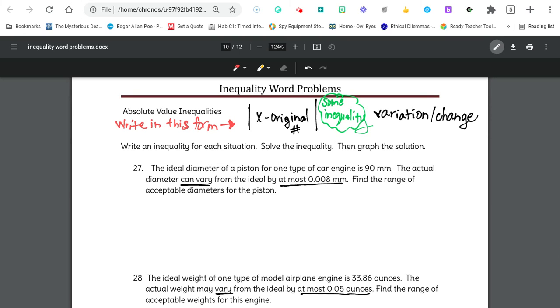All right, I want to go over absolute value inequality word problems. This is the last part, and then we'll start a review and have a test this week. Then we'll move on to another unit next week.